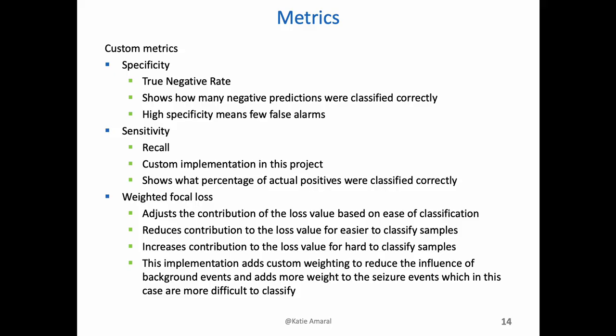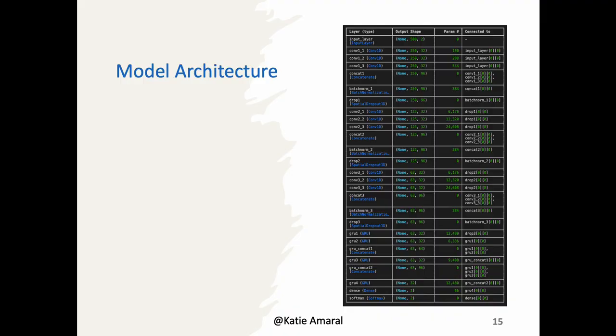Focal loss is meaningful for imbalanced datasets. Focal loss adds a modulation factor to reduce the contribution to the loss value of easier to classify samples and increases the contribution of hard to classify samples. The SeizeIT2 study adds custom weighting to reduce the influence of the common background samples and adds more weight to the seizure samples.